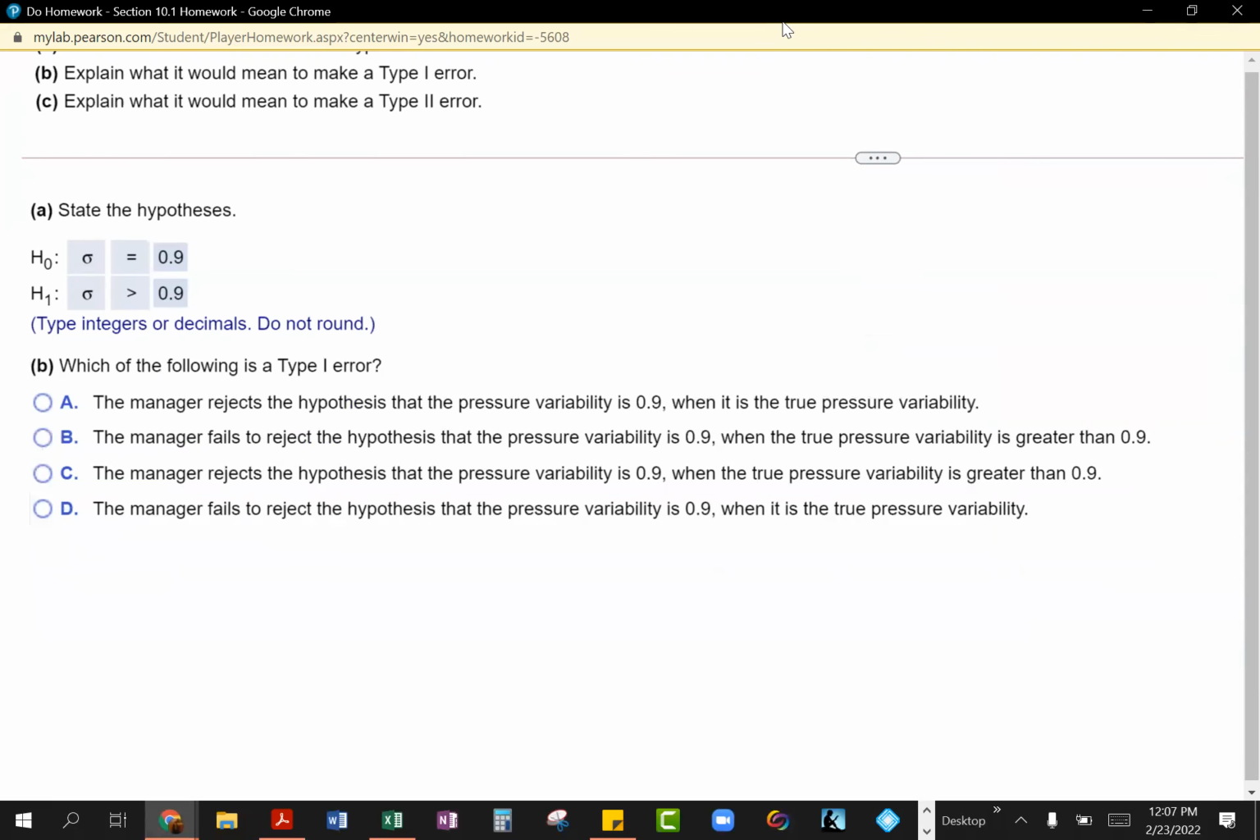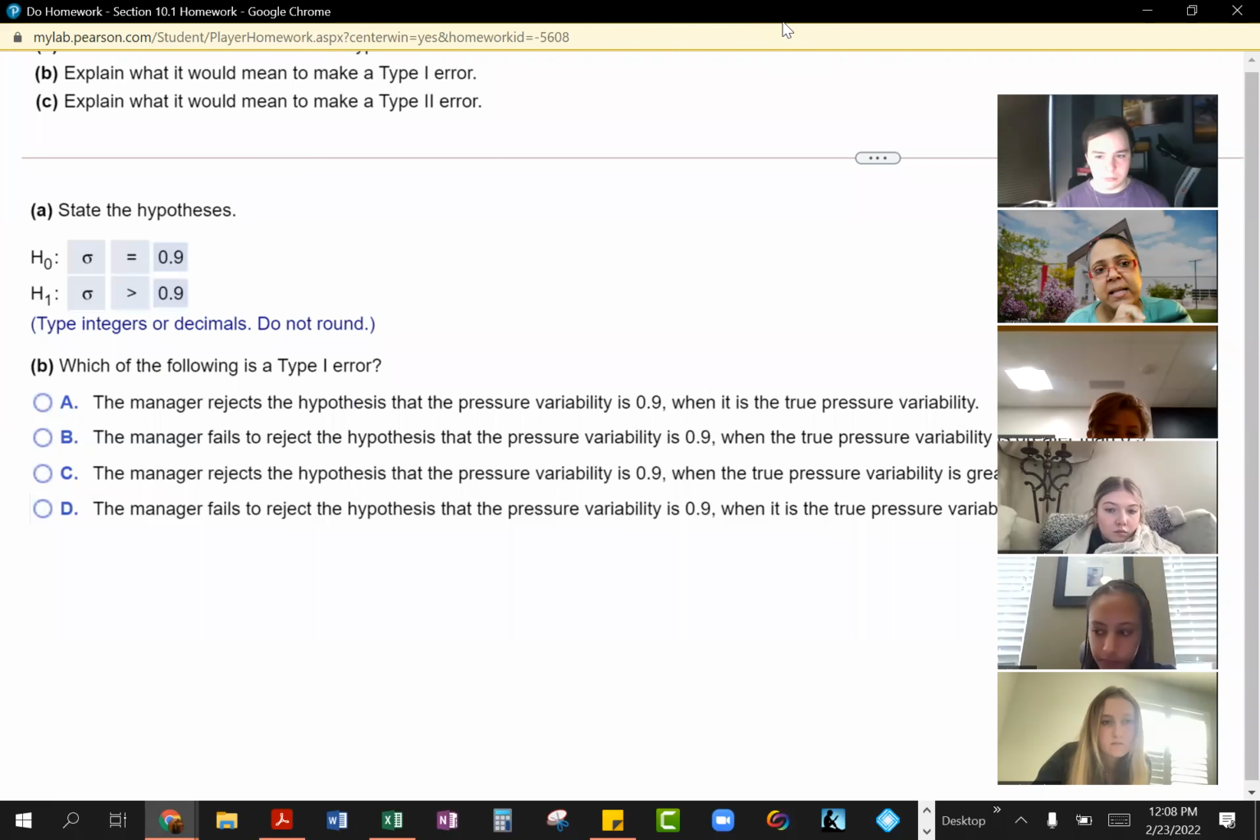Okay, so now this one is just saying which of the following is a type 1 error. And again, if you have not read your textbook yet, definitely go and look through some of these descriptions. Type 1 error is committed when the null hypothesis is rejected when actually it is true. So the null hypothesis is, our standard deviation equals 0.9 PSI. So a type 1 error occurs when the null hypothesis is rejected when it is actually true.